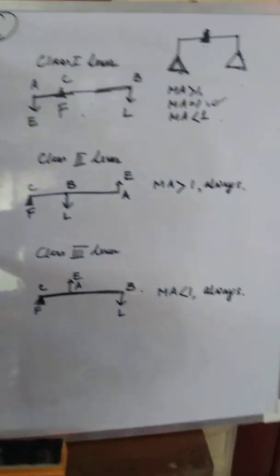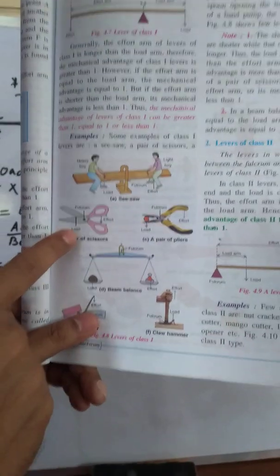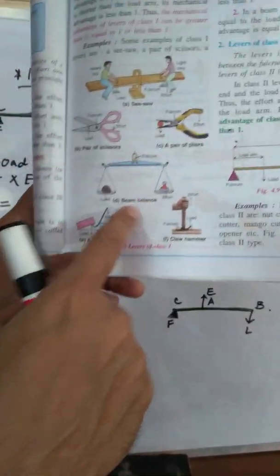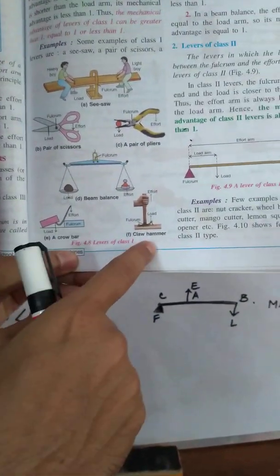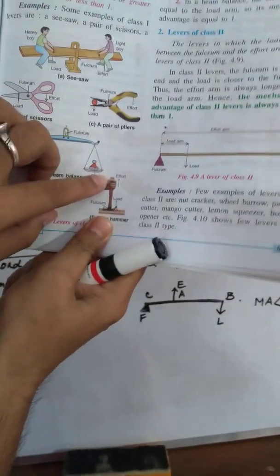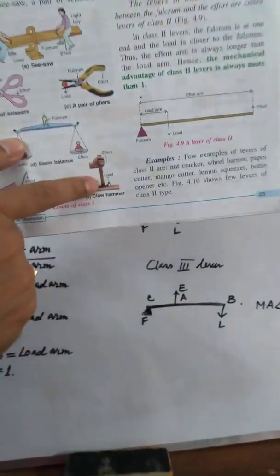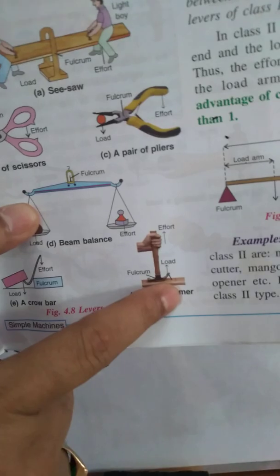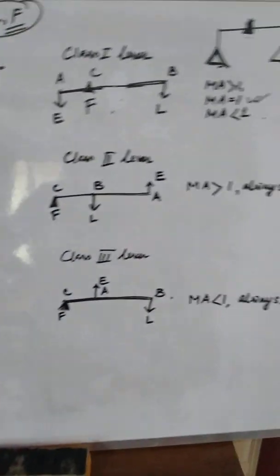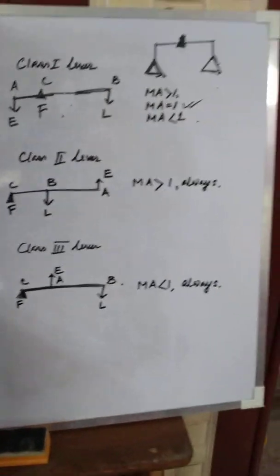So these are some examples: seesaw, pair of pliers, pair of scissors, the beam balance, the crowbar, the claw hammer. You see the claw hammer, you are applying the effort, and here it is the fulcrum just at the middle, and the position of the nail, that is the load. So here it is the example of class 1 lever.